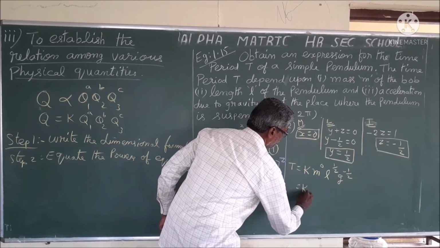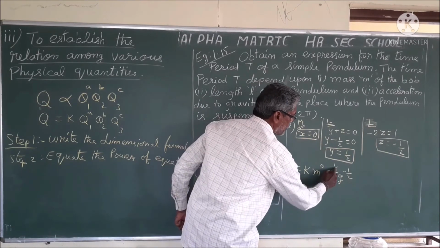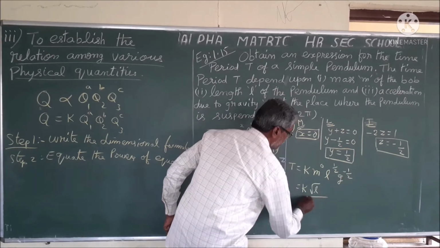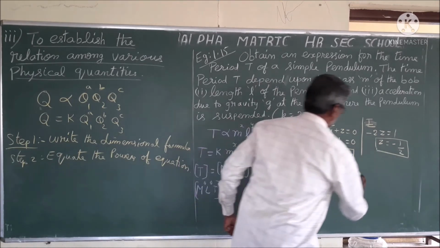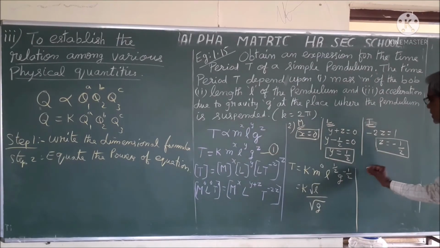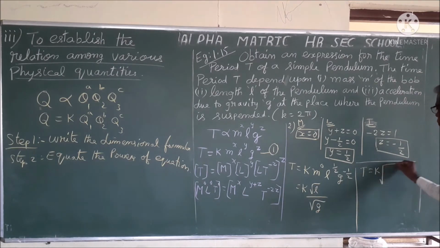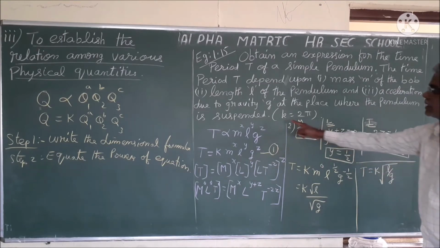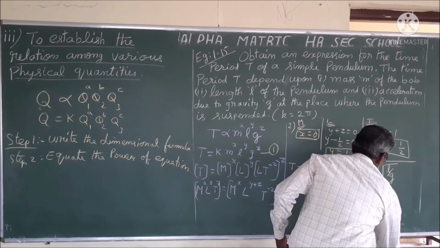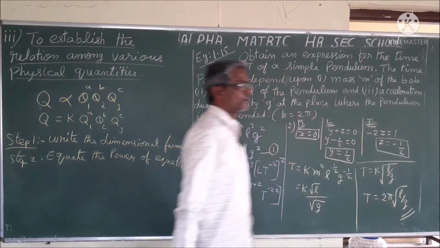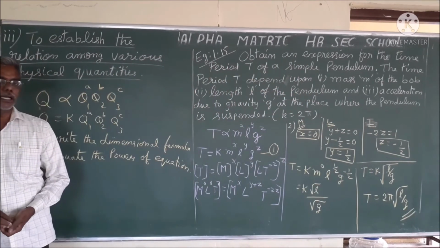So I can write k; any number power 0 is 1, so neglect. L power half, I can write as square root of L. This g power minus half, I can write as square root of g. Now this T is equal to a square root of L, square root of g, so I can write it as square root of L by g. The given value a is equal to 2 pi. Therefore T is equal to 2 pi square root of L by g.